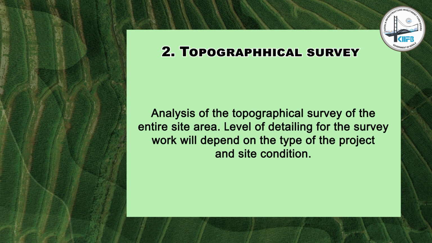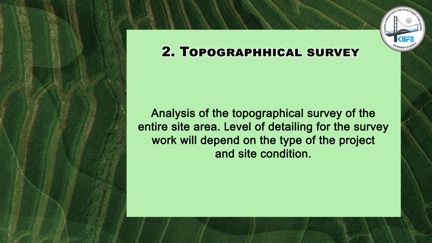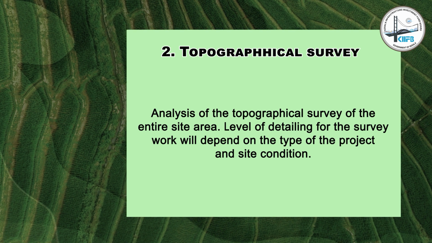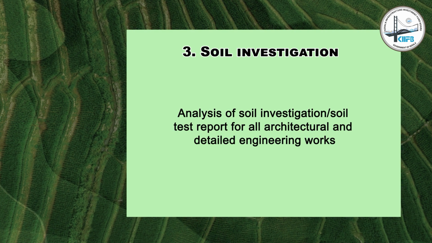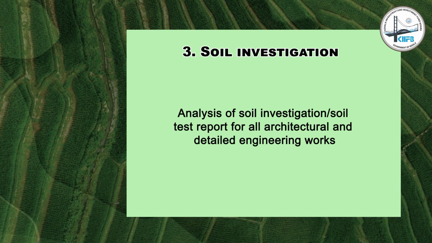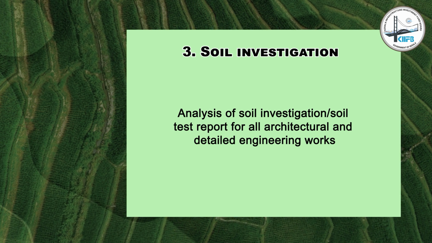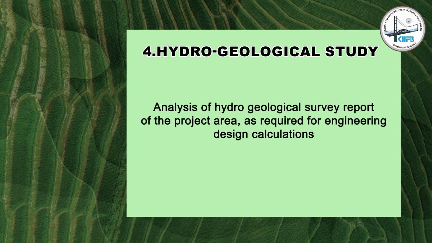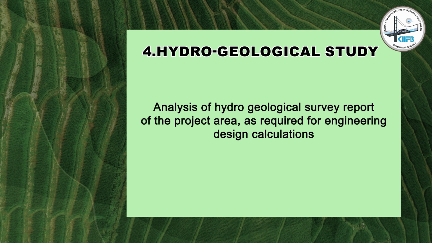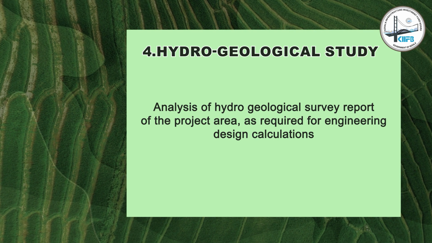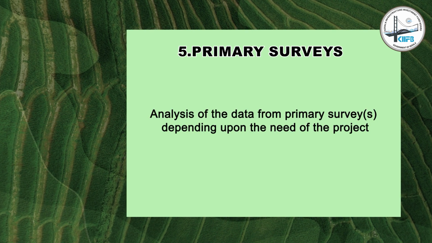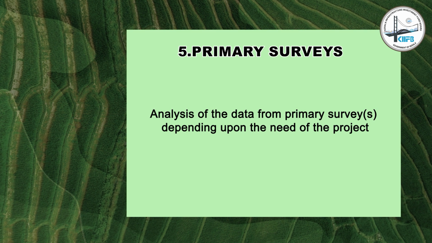Topographical survey. Analysis of the topographical survey of the entire site area. Level of detailing for the survey work will depend on the type of the project and site condition. Soil investigation. Analysis of soil investigation or soil test report for all architectural and detailed engineering works. Hydrogeological study. Analysis of hydrogeological survey report of the project area as required for engineering design calculations. Primary surveys. Analysis of the data from primary survey depending upon the need of the project.